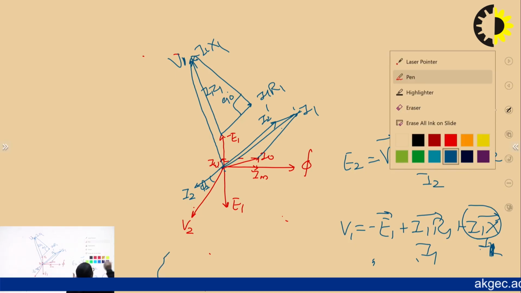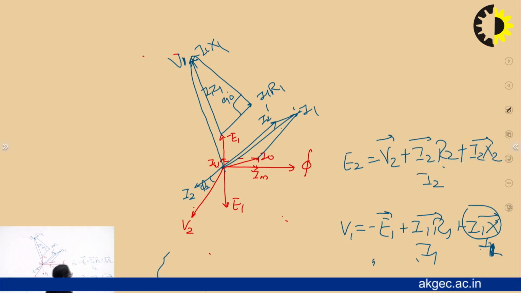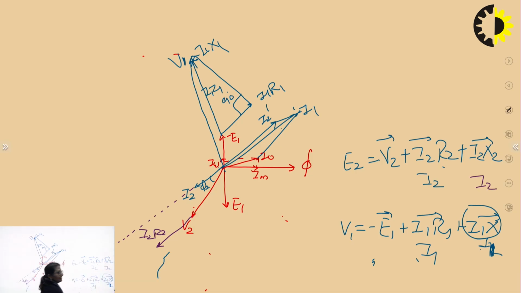If that is so, add I2R2 in such a way that it is in parallel with I2, right? Then I2X2 is once again an inductive voltage leading the current by 90 degree. So once again this angle is supposed to be 90 degree.